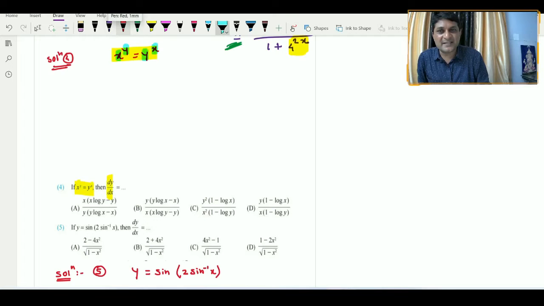In such cases, to find the derivative we apply the logarithmic differentiation method, meaning we take log on both sides. So simply we have taken log on both sides. According to the laws of logarithm, this power y can be taken as a coefficient, so y log x. On this side too, according to the laws of logarithm, if the power x is taken as a coefficient, we get x log y here.